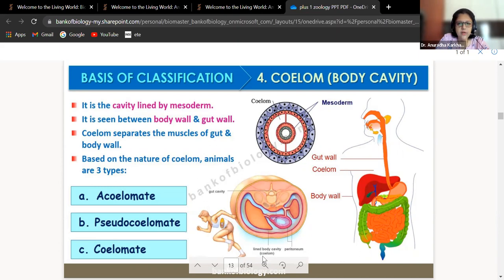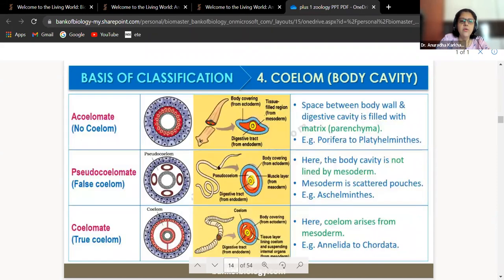Okay, so you have understood what this cavity actually is. Look at this. Space between body wall and digestive cavity is filled with matrix, that is parenchyma, which is seen in porifera to flatworms. So here, there is no cavity present because that cavity is completely filled with what? Parenchyma. Therefore, these will be called as acoelomates.